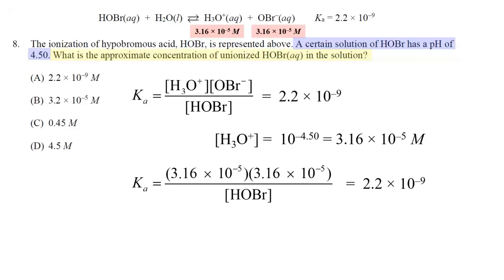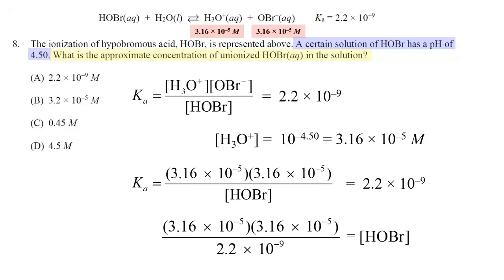And now you can see from this setup that the only thing that we don't know in this expression is the concentration of HOBr. That's what we're trying to find in question 8. What is the approximate concentration of the unionized HOBr in the solution? So I'm now just going to rearrange this equation to get the concentration of HOBr by itself. And when I do that manipulation, I can now simply plug these numbers into my calculator.